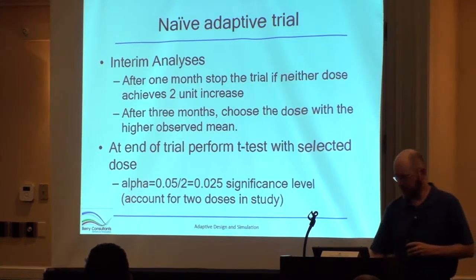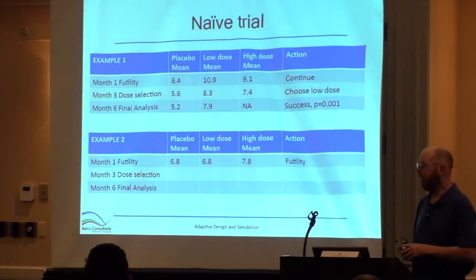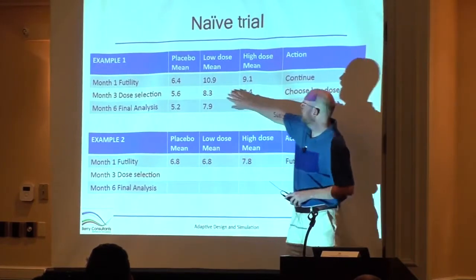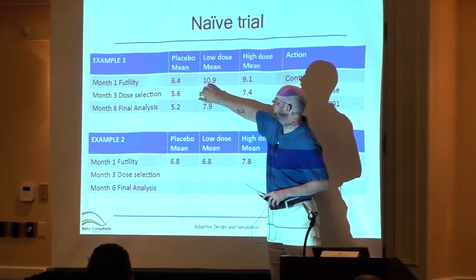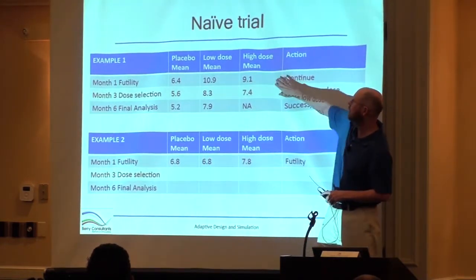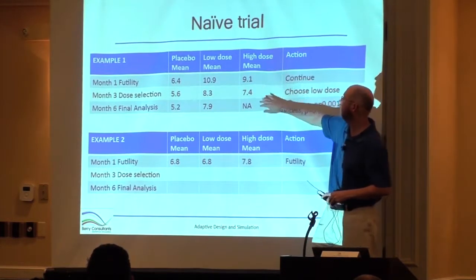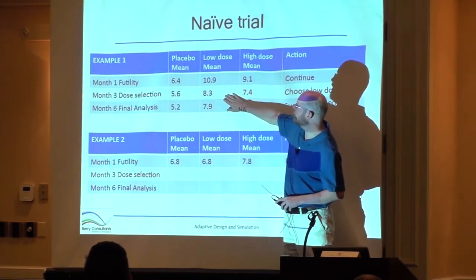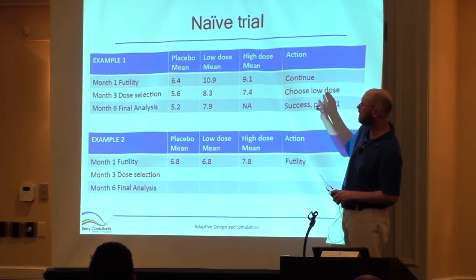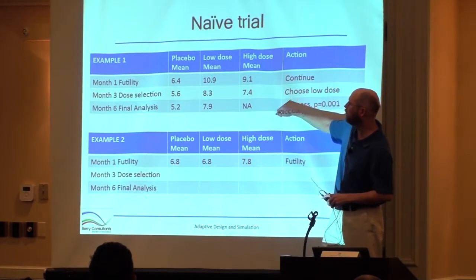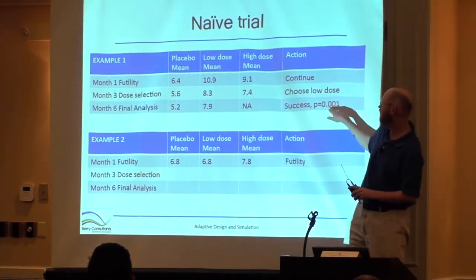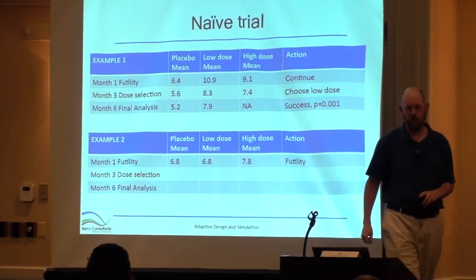So a standard thing that would happen here, let me just give an example. If this is my data, I come in, month 1, I've got 6.4 for the placebo. The low dose is looking good, the high dose is looking good. I continue. I've got something, they're 2 higher. At the month 3 dose selection, the low dose is doing better than the high one, so I choose the low dose. I continue to enroll the low dose, and at the end, I've got 5.2, 7.9. This is a successful trial. P is less than 0.01.